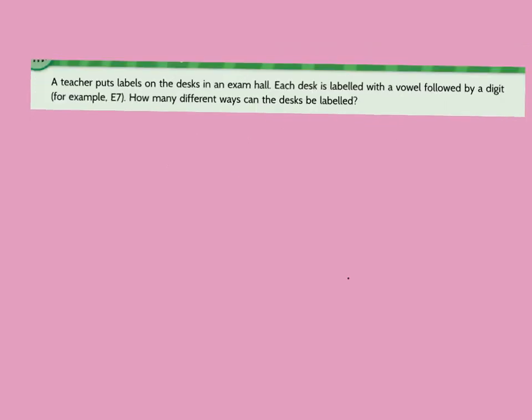A teacher puts labels on the desks in an exam hall. Each desk is labelled with a vowel followed by a digit, for example, E7. How many different ways can the desks be labelled? So I'm going to give you a chance to get this one done as well. What you're going to be doing is multiplying the number of vowels by the number of digits. So again, pause the video and have a go at that question.